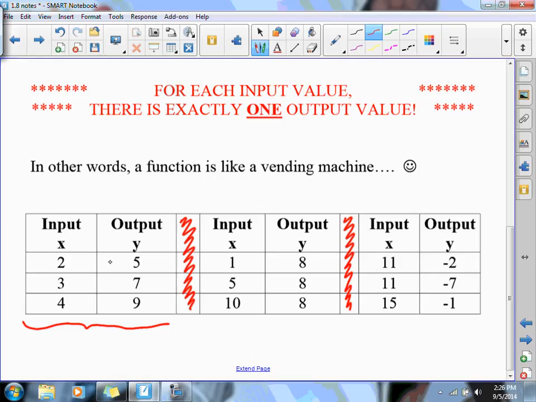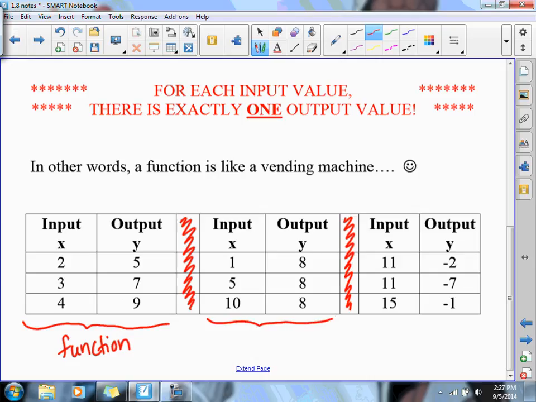Each number that I'm putting into the function gets me a different number out. If I put 2 in, I get 5. If I put 3 in, I don't also get 5. So this is a function. This is a properly working vending machine. If I push the button for Pepsi, I get Pepsi. If I push the button for Diet Pepsi, I get Diet Pepsi. If I push the button for Dr. Pepper, I get Dr. Pepper.